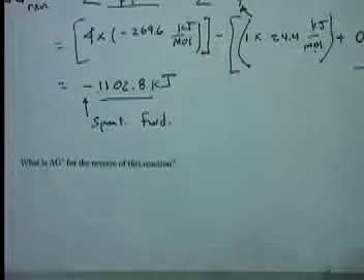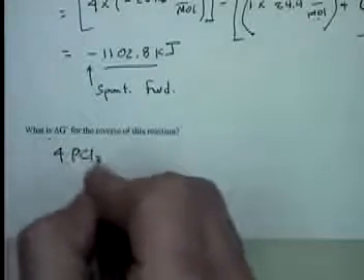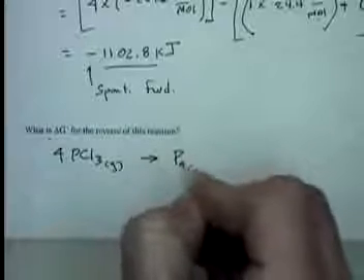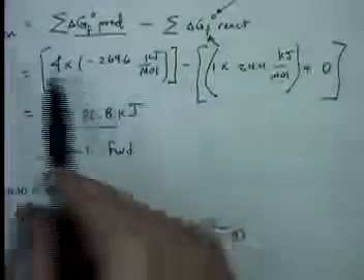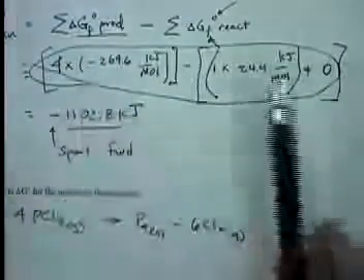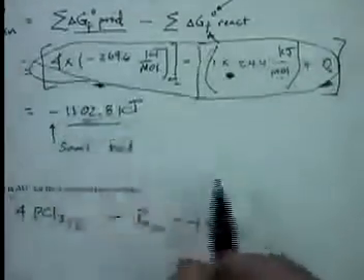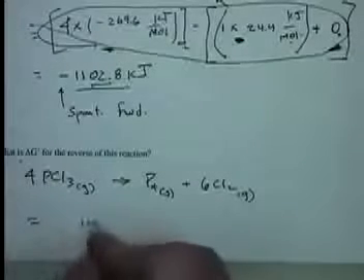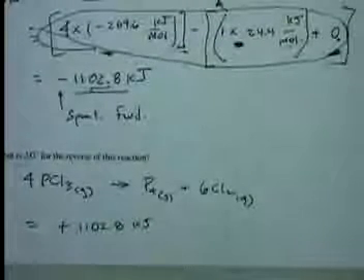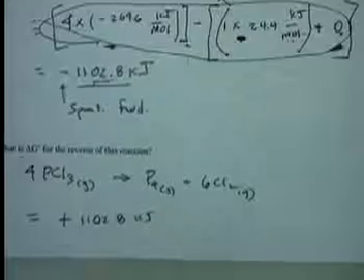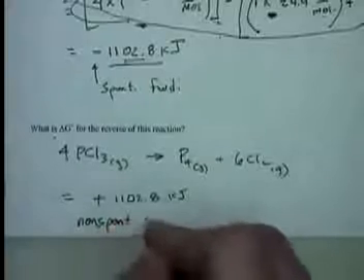The bottom question says, what is the delta G for the reverse of this reaction? Well, if you run the reverse of this reaction, you write it as 4PCl3 gas goes to P4 gas plus 6Cl2 gas. And you'd simply take the calculations that we did up here and flip them around, and we'd do these minus these. Well, if we did that, we'd end up with the same number that we had up here, except instead of negative 1,102.8 kilojoules, now we'd end up with positive 1,102.8 kilojoules. What does that tell us about the reverse of the reaction? Well, it tells us it's non-spontaneous in reverse.